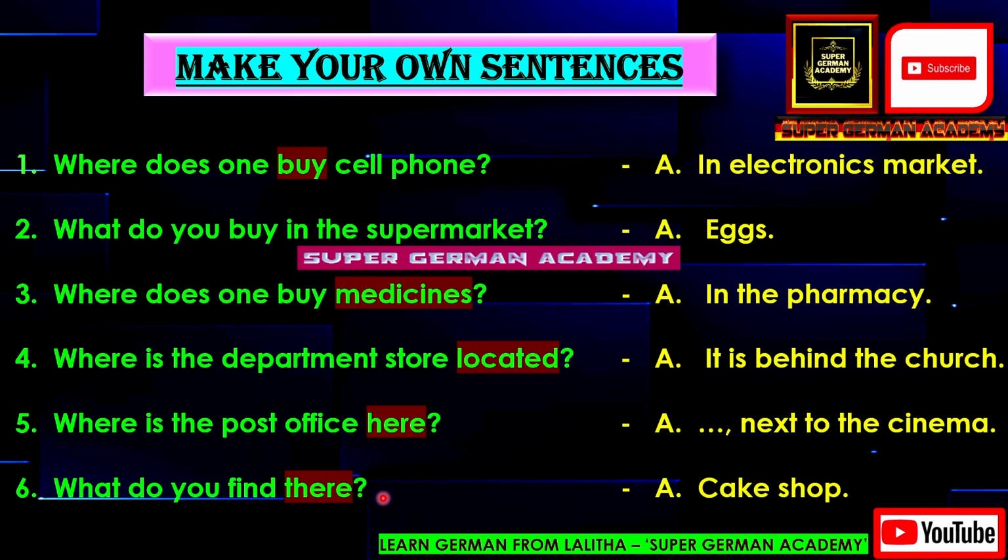So the last one, what do you find there? So what do you find there means find is the verb and here the subject is you. So the conjugation for you is findest. And the question is what, that is was. So what do you find there means was findest du da. Here there becomes da. So was findest du da, the answer is cake shop, that is Konditorei. So this is how you will use the kaufen verb and make the questions.